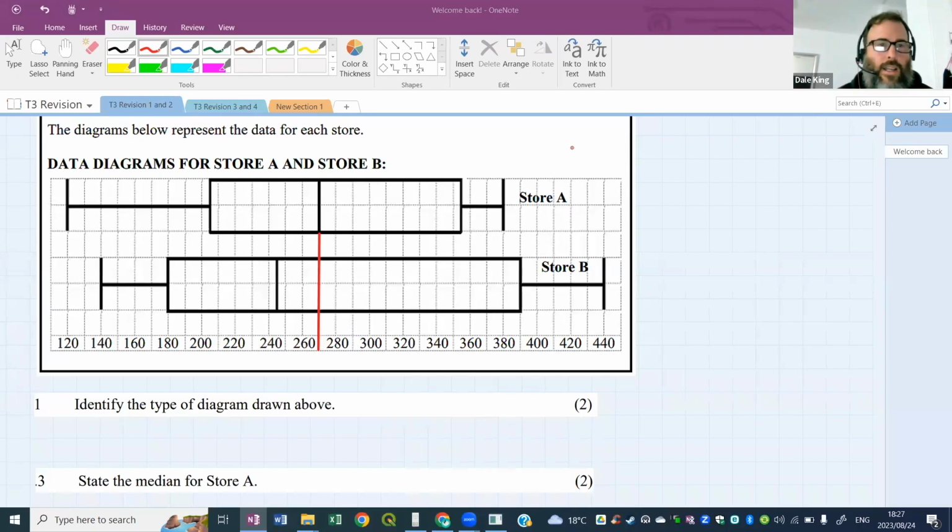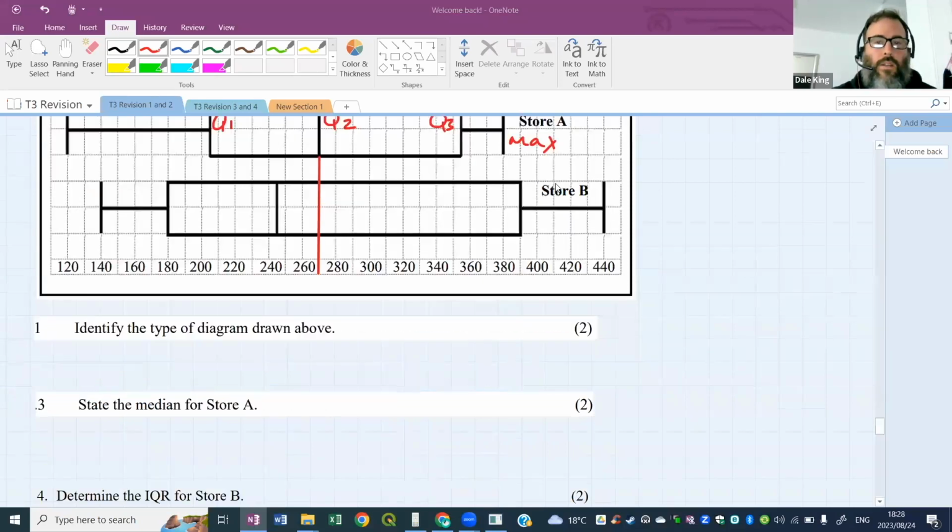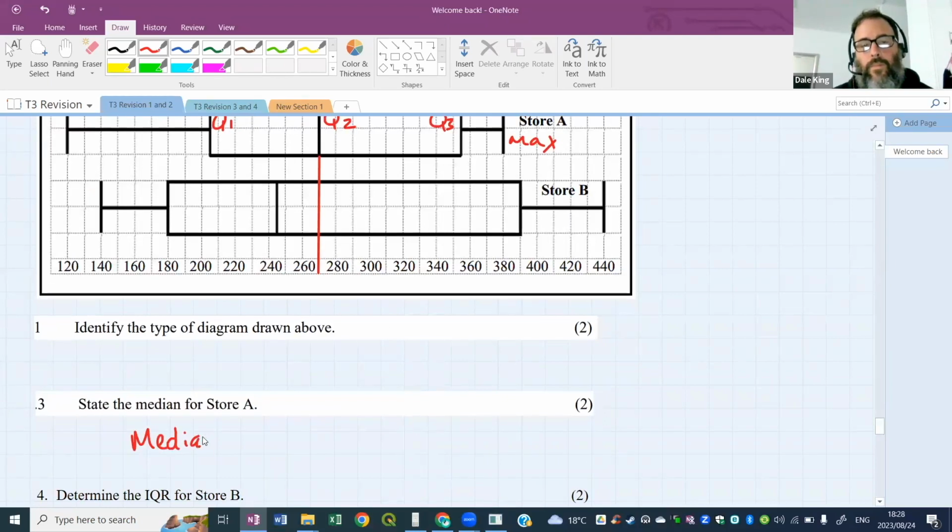All right, so we drew a line down. We know that this is our Q1, which is our lower quartile. We know this line in the middle is our Q2, which is our median, and the line on the right here is our Q3. This mark on the right is our max, and this mark on the left is our min. So the Q2 is the median. You draw a line down, go to the ruler, and you read off 270. Thank you for the marks. Easy money, easy gain. So we'll say the median is equal to 270.